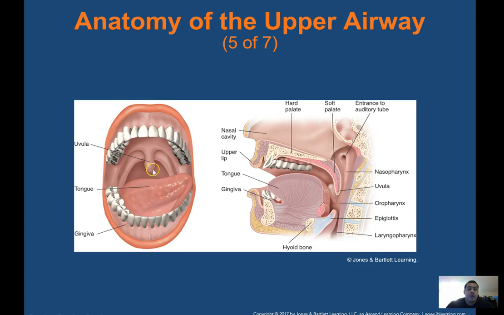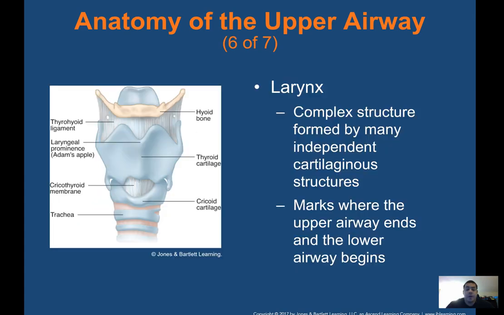So your uvula back here, you got your tongue, and your epiglottis. This is going to be covering your trachea. So your larynx, complex structure formed by many independent cartilaginous structures, marks where the upper airway ends and the lower airway begins.